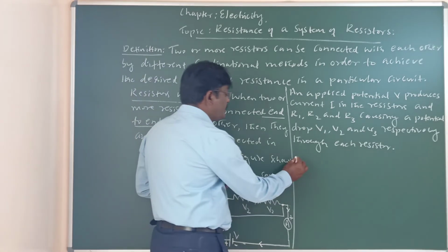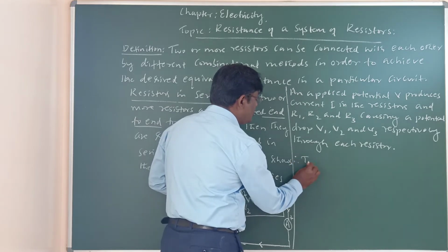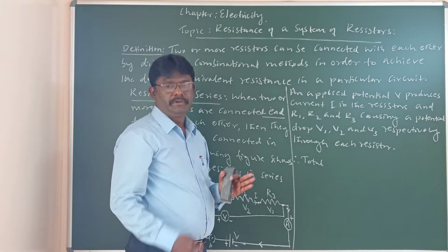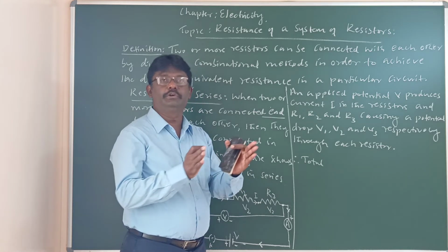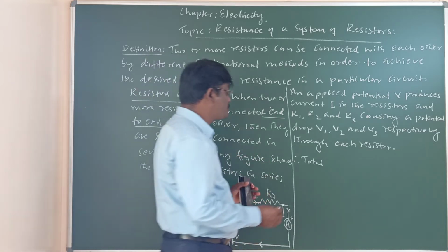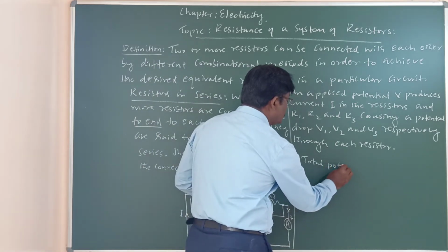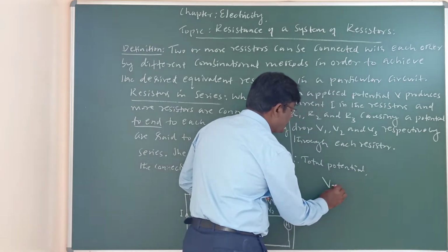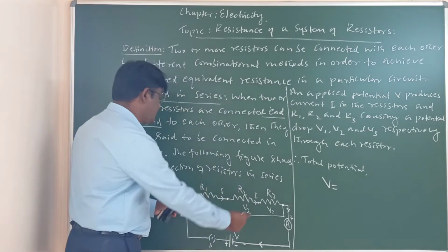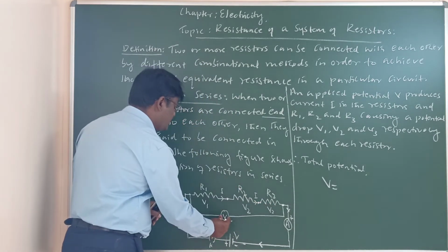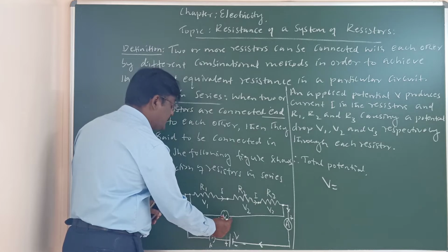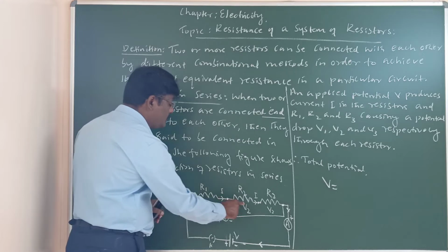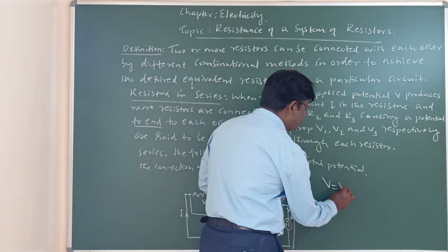Now, therefore, what about the total potential? Total potential, according to this, we have V1, V2, V3. Therefore, total potential V equal to, how do you get total potential in this circuit? That is V, that means by using voltmeter we can get the total potential. What is the total potential? Sum of V1 plus V2 plus V3.